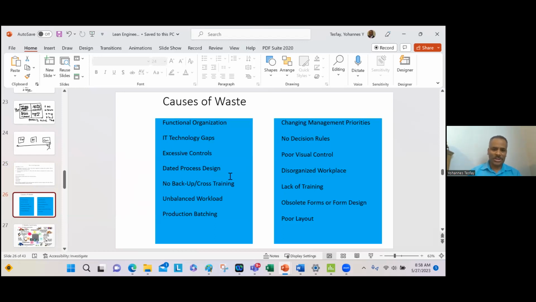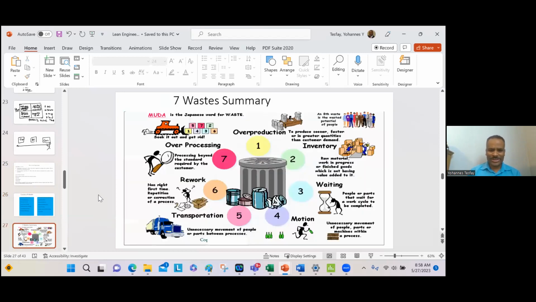You're going to just look at those things. You're going to just read out what the causes of waste are, because we already discussed them. This is just a summary; we have already said a lot of things about that.